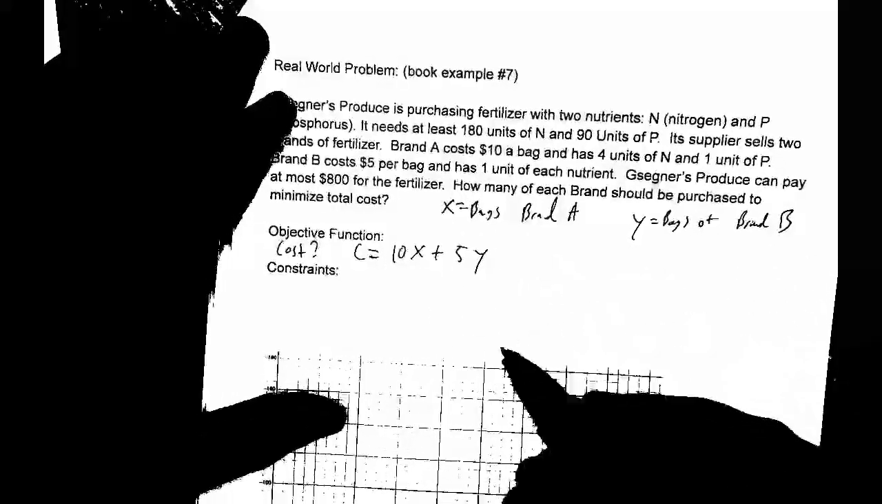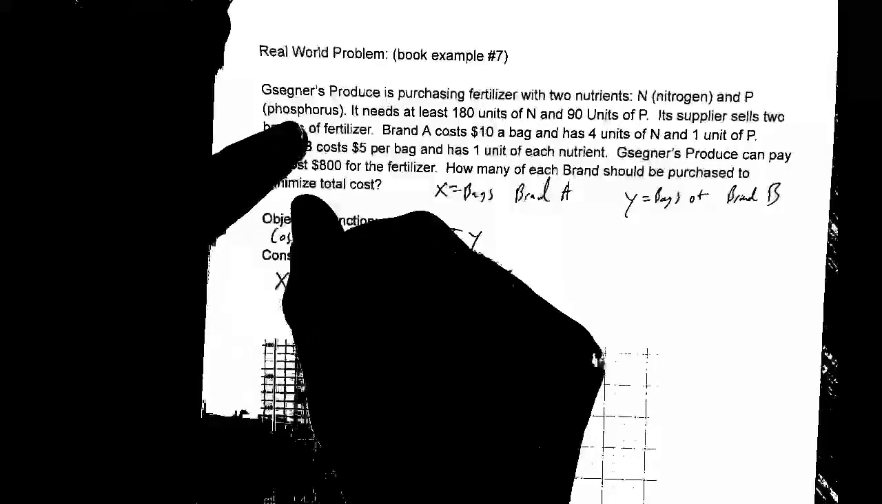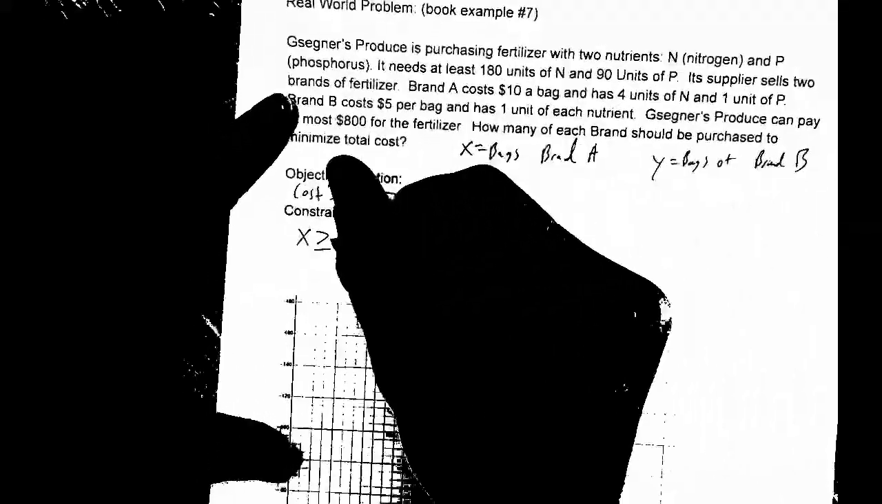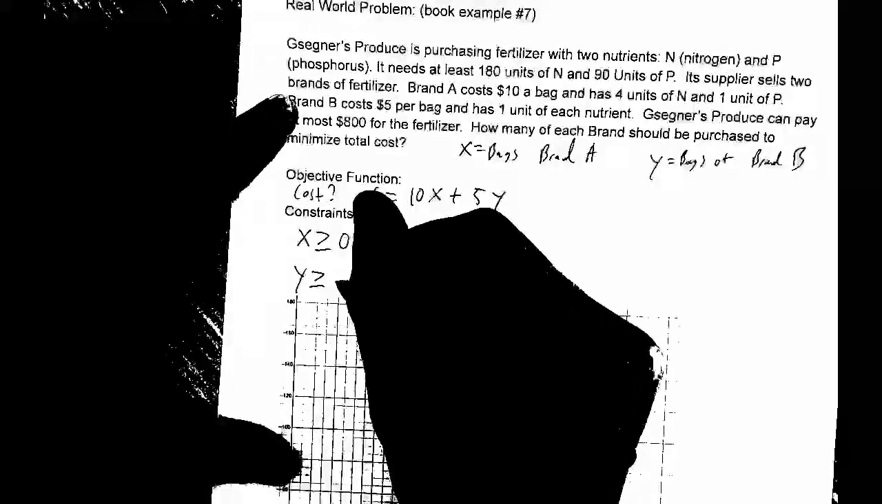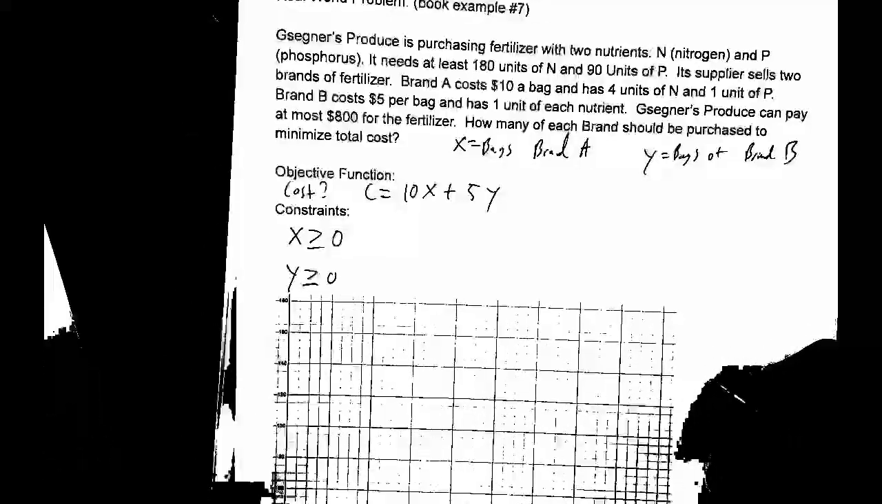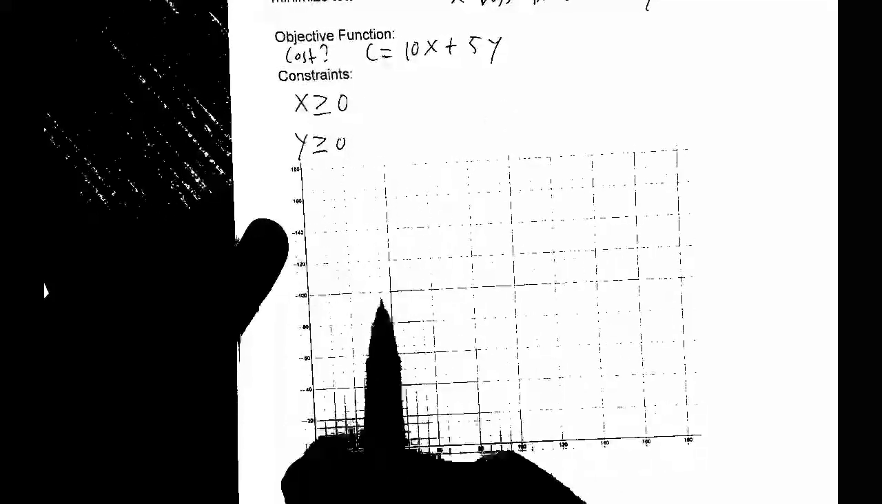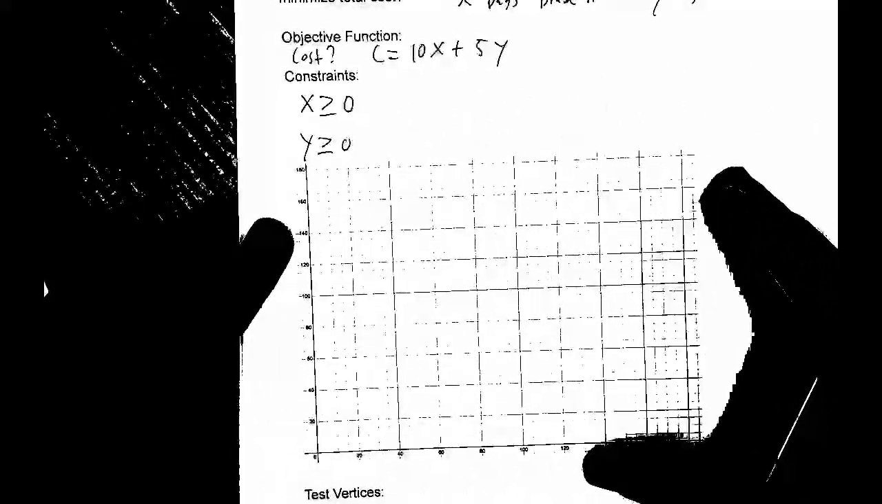Well, you can't have negative bags. So some basic constraints that we can put are that X must be greater than or equal to 0, and Y must be greater than or equal to 0, right? So both bags, we can't have negative bags. It's got to be 0 or higher. That's given to us by this quadrant here. We're not given the other quadrants. We're only dealing with this first quadrant.